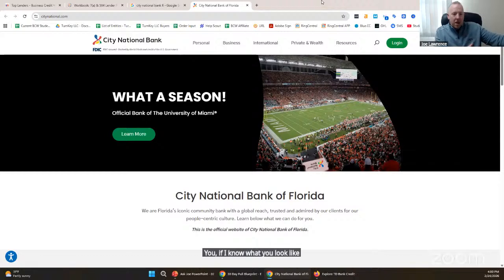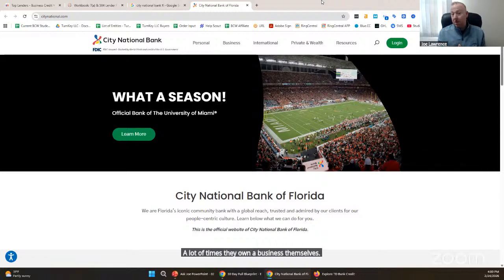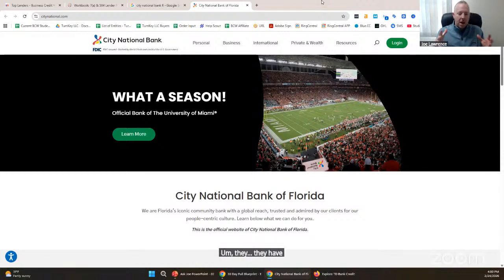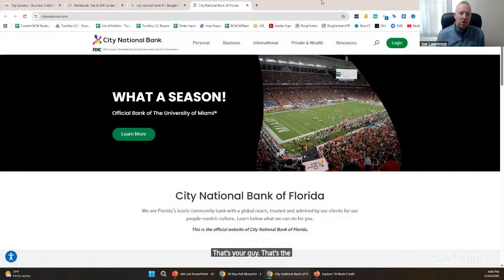The same thing at the bank. The avatar for your point of contact at the bank, vice president of business lending or relationship manager, a lot of times they own a business themselves. They have a side hustle. A lot of times they've worked there 5, 10 years. They've been in banking 20 years. They have rapport at the bank. They have rapport with the underwriting department. That's your guy. That's the person you want to work with.